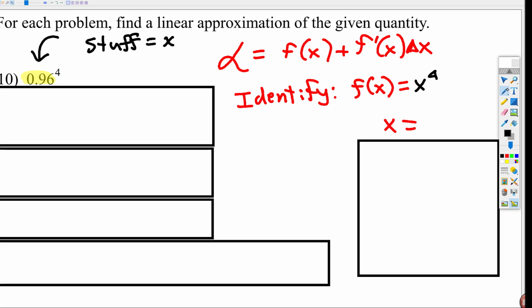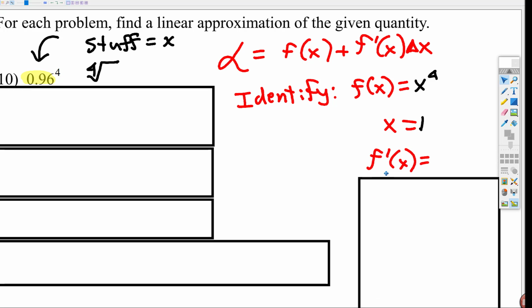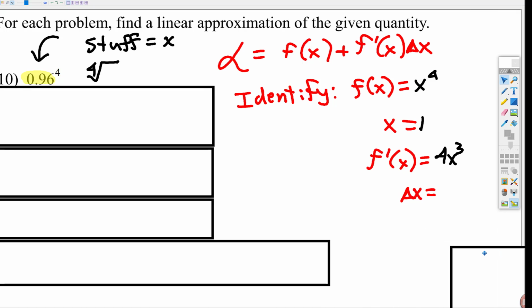What's the x value? So what you're looking for, and sometimes you're going to have a fourth root, is integers, the closest integer. Well, the closest integer to 0.96 is 1. So there's our x. Now we need to find our derivative. Well, our derivative of x to the fourth is 4x cubed, and now we have to find our delta x.